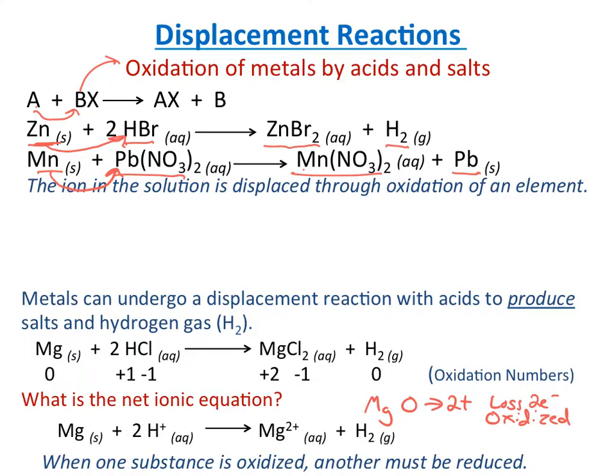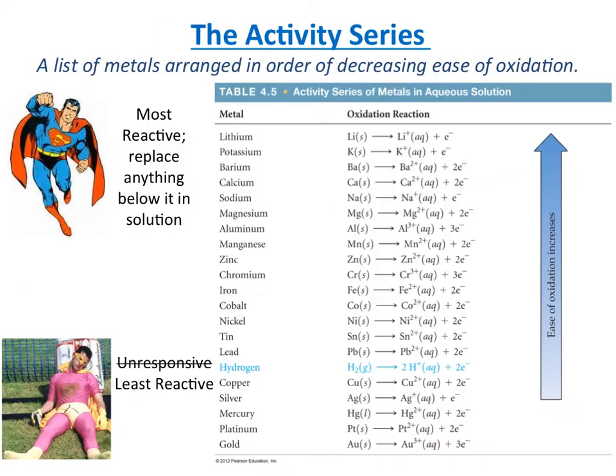The hydrogen ion went from +1 to neutral, meaning it went to 0. The way that we did that was we gained electrons, which means that it was reduced. So it's important to understand that when one substance is oxidized, another must be reduced.